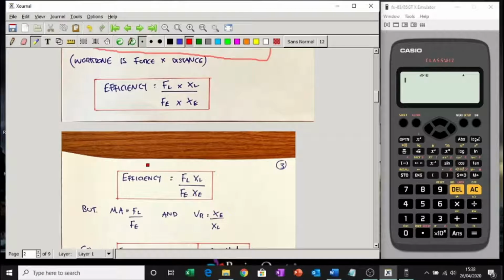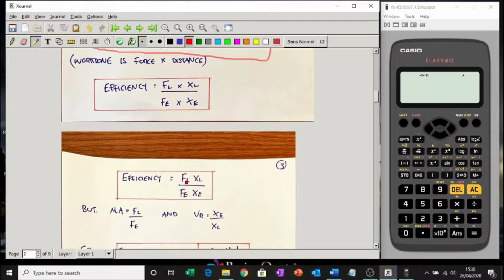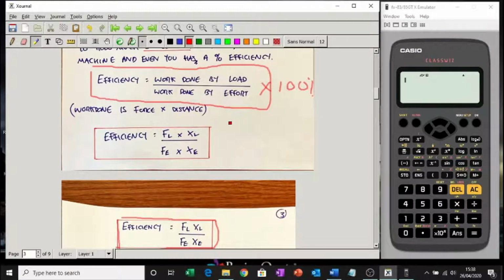So efficiency is FL times XL over FE times XE. So it's work done by the load over work done by the effort. That's one way of doing it. Or we could do force times distance of the load and force times distance of the effort. So it's another formula. Obviously it's a percentage, so it's like 50% efficient. So if you put in 100 and you get out 50, it's 50% efficient.